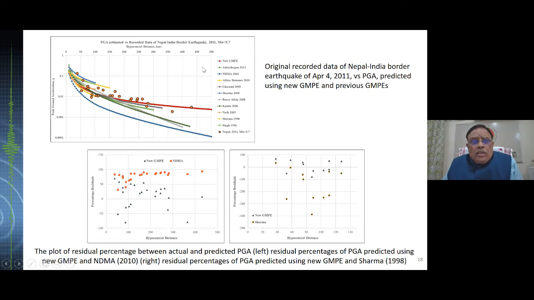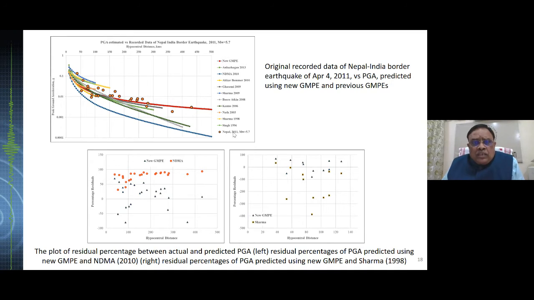This is the new GMPE, the dots. And then the original recorded data of the Nepal-India border earthquake of April 4th versus PGA predicted using the new GMPE and previous GMPEs we have plotted here. The top figure basically shows how well the new GMPE predicts the actual ground motion at larger distances.